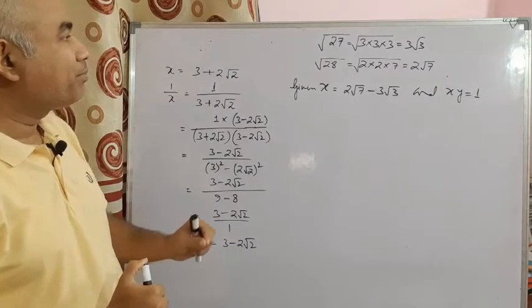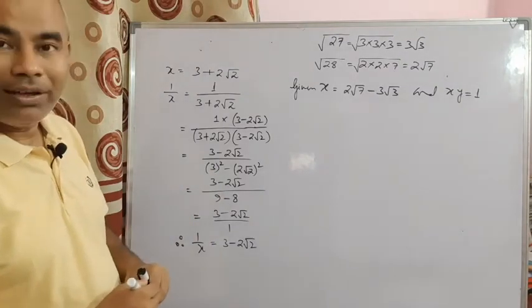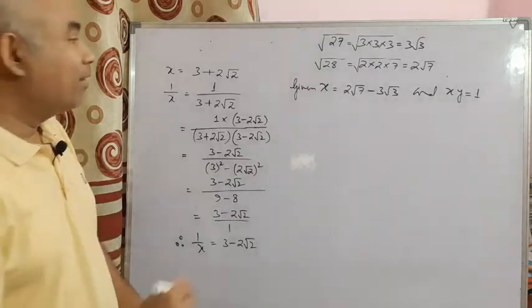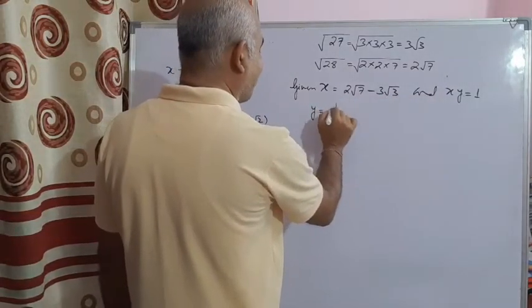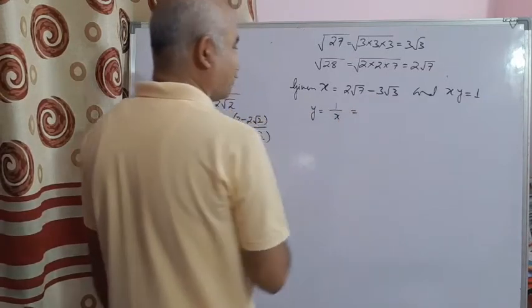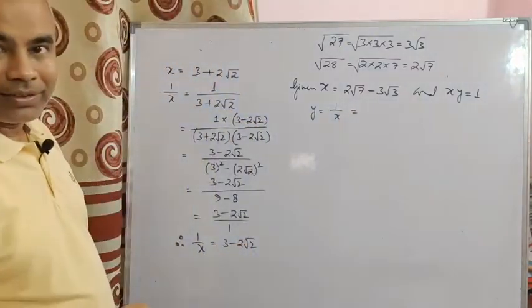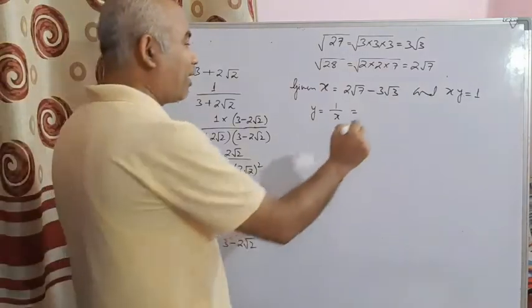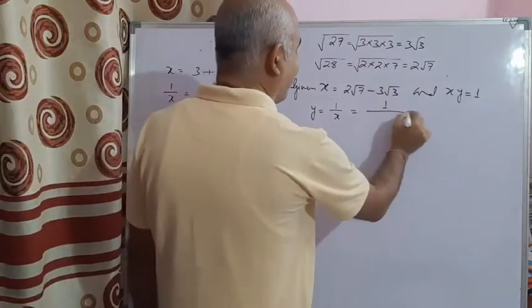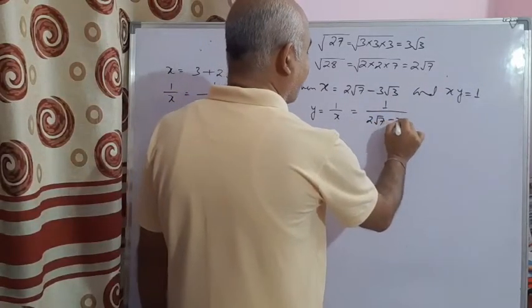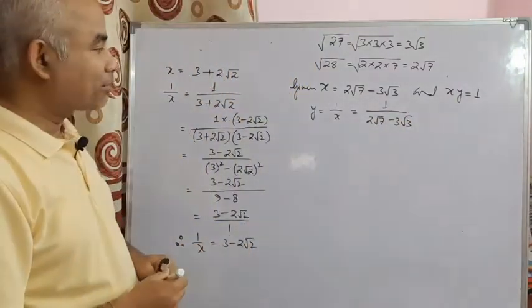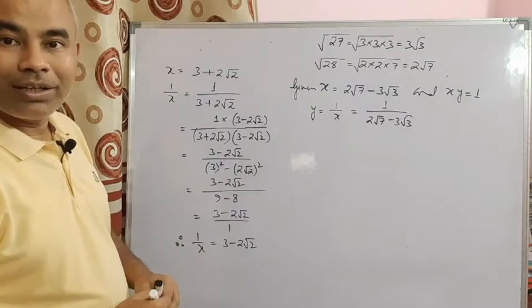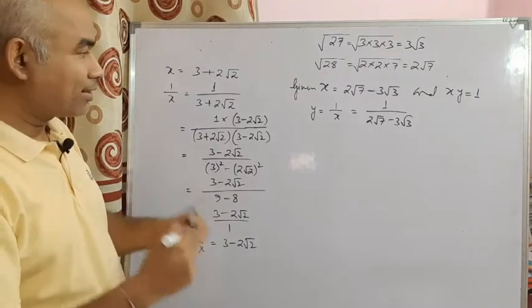And what is x into y? x into y is 1. So if x into y is 1, then what is y? y is 1 by x. If y is 1 by x, it means 1 by 2 root 7 minus 3 root 3. Again, an irrational number is in the denominator, so let me rationalize it.